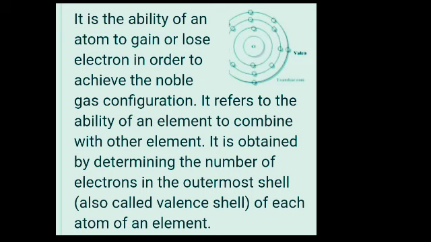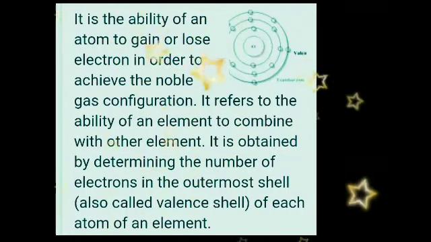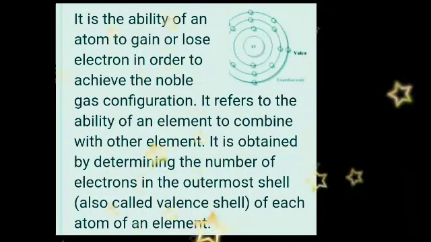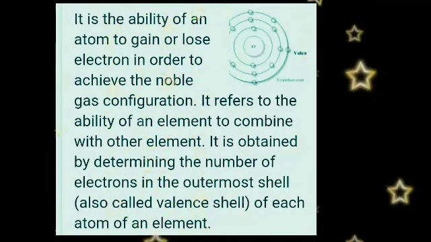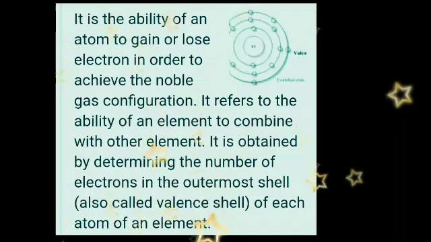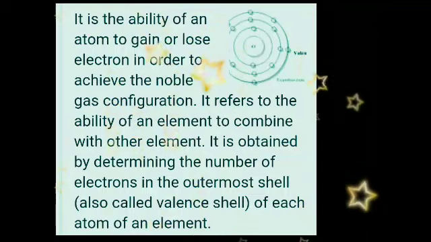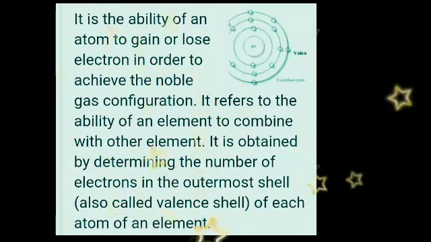Next topic is valency. Valency means the capacity of an element to combine. Or in other words, it is the ability of an atom to gain or lose electrons in order to achieve the noble gas configuration. It refers to the ability of an element to combine with another element. It is obtained by determining the number of electrons in the outermost shell of each atom of an element.